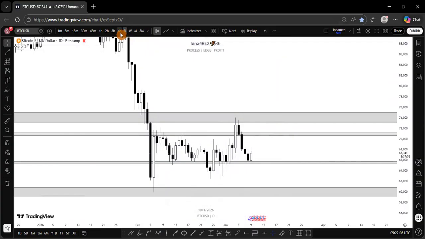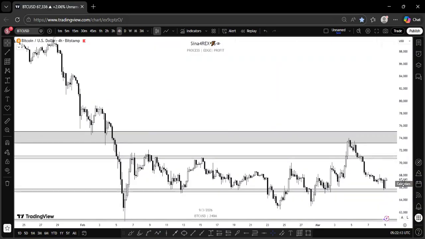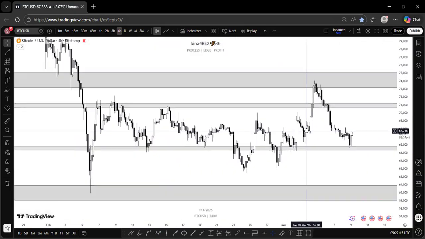I think we'll be able to see this much better on the 4-hour time frame. So this is the 4-hour time frame. Now let's break the range down.